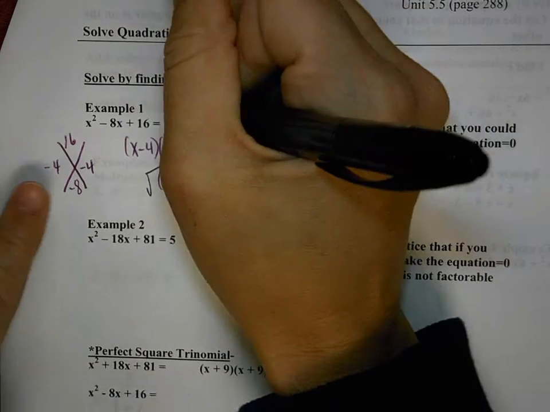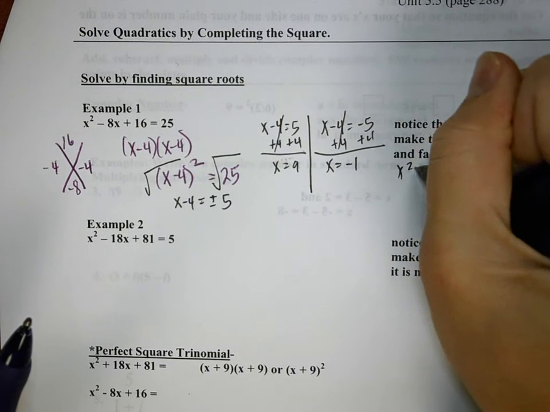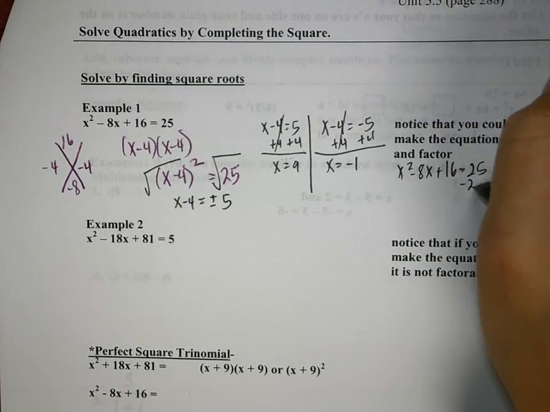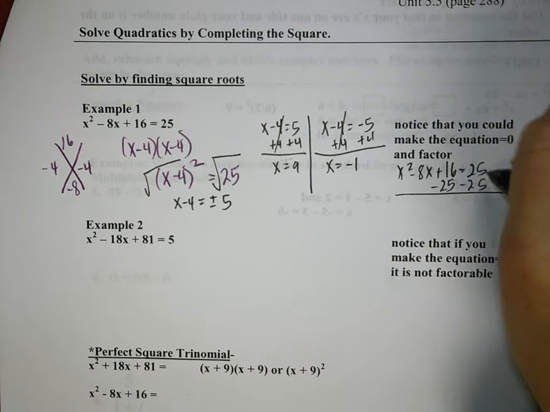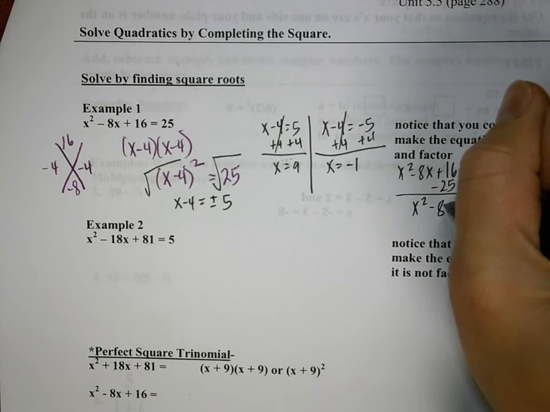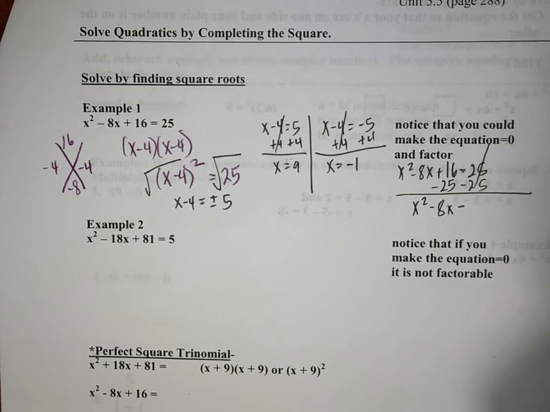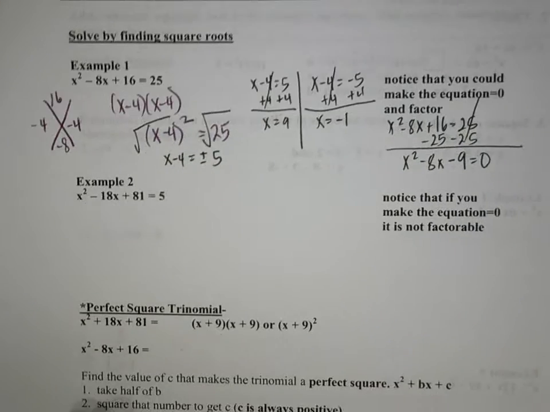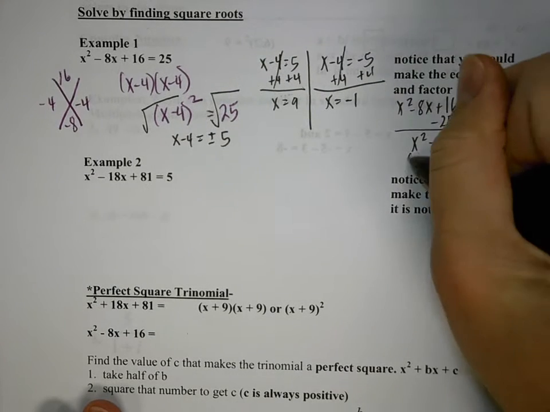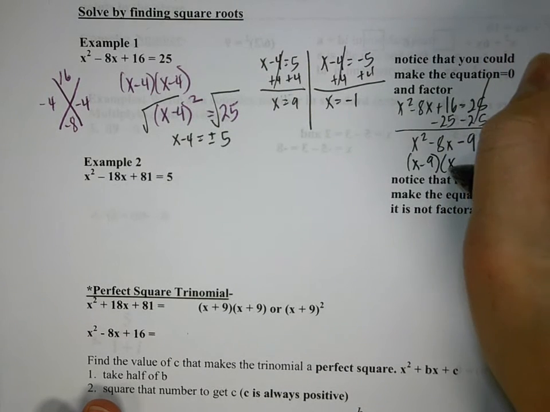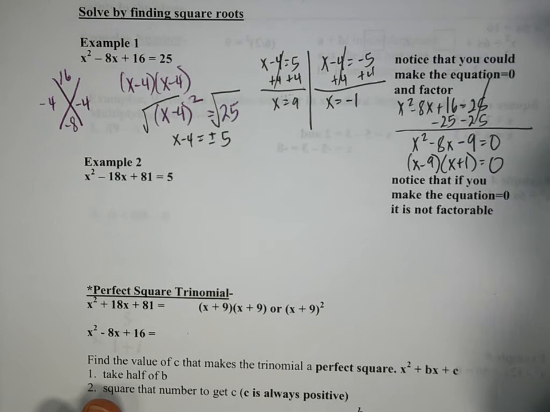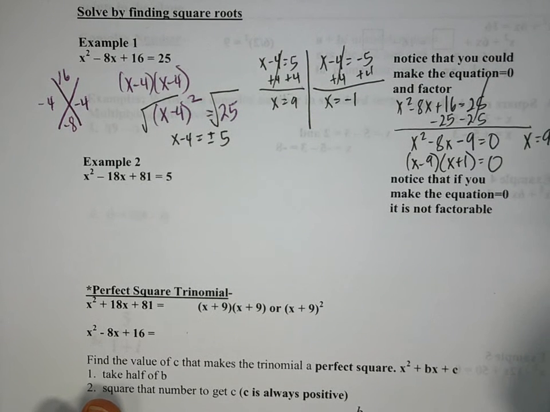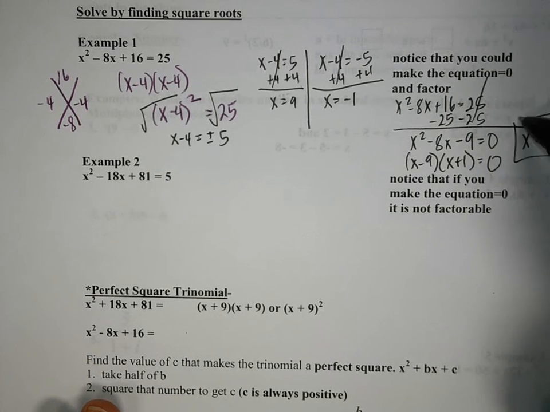So what I meant by this is if I take x squared minus 8x plus 16 equals 25, and I subtracted 25 to make it set equal to 0, we have x squared minus 8x minus, what would that be? 9 equals 0. And then that can factor to be x minus 9 and x plus 1 equals 0. And when you solve those, we get x equals 9 and -1. Do we see that? So we see how we got the same answer either way.